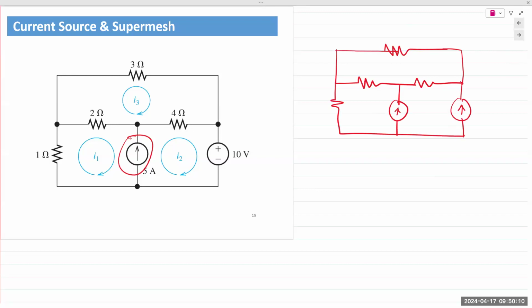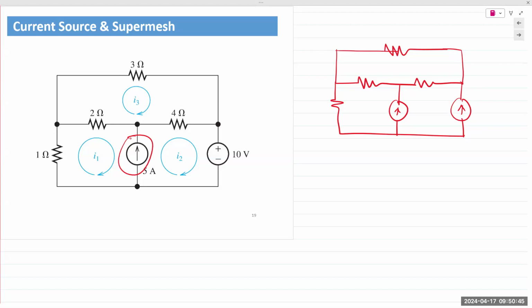It allows us to apply KVL around a current source. The current source value would be given to us, 1 amp, 2 amps, 3 amps, but we don't know the voltage across that current source, right? So we can't write a KVL expression for that current source. So all we do is combine two meshes together and write a KVL around those two meshes. So instead of applying KVL around a mesh, we are applying KVL around a loop that contains both those meshes.